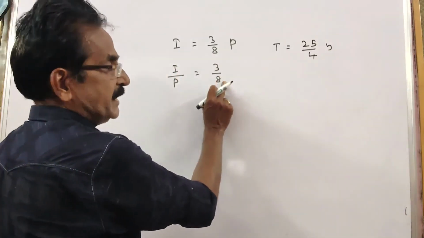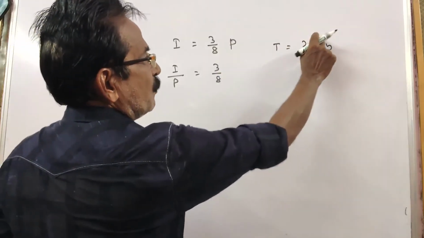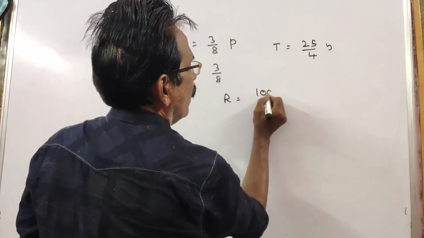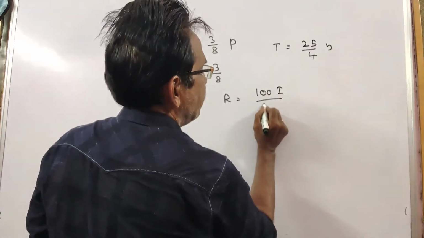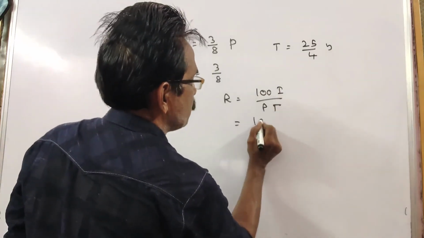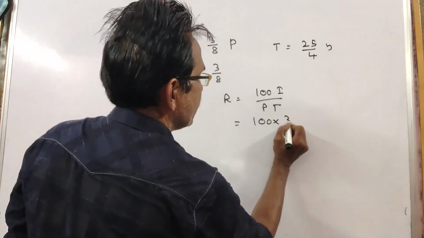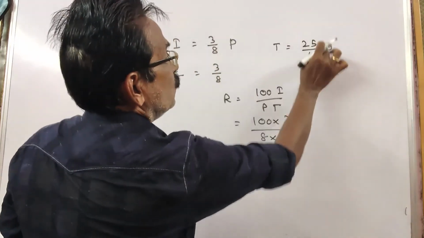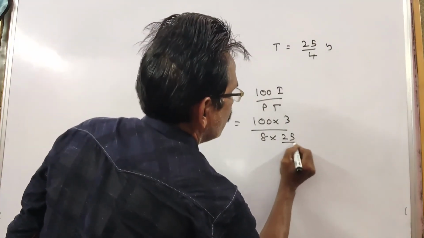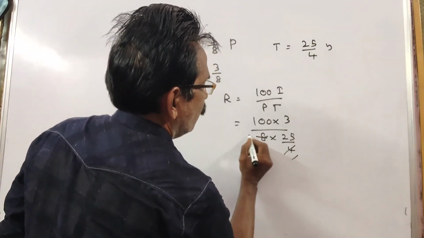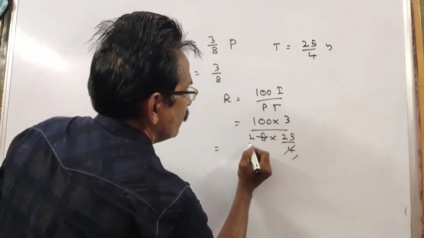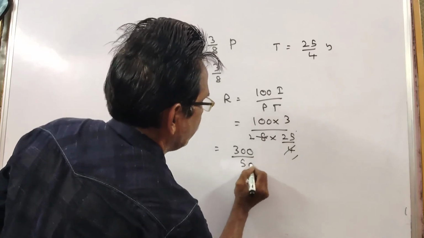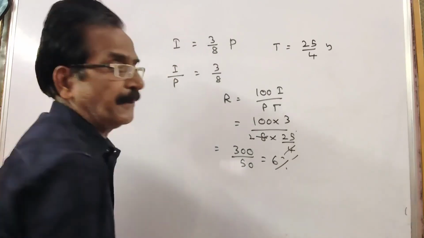So P is 8, I is 3, T is equal to 25 by 4. Let us find R. R is equal to 100I by PT, the standard formula. 100 into I, 3, by P, 8, into T, 25 by 4. 4 ones, 4 twos. So 300 by 50. That is equal to 6% per annum, friends.